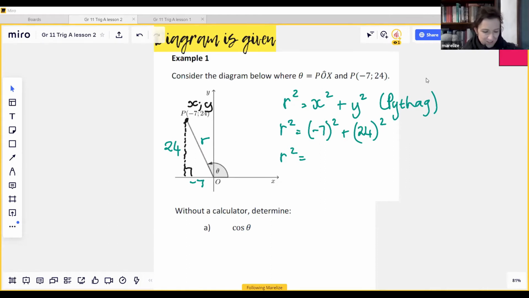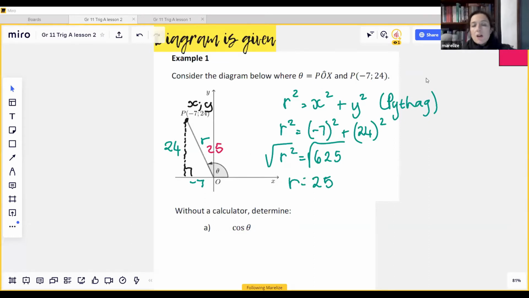Okay, so what have we got? We've got -7 squared plus 24 squared, and that is 625. And then I take the square root of that, and r is 25. Okay, right. So now that I've got r, I can start answering my questions.